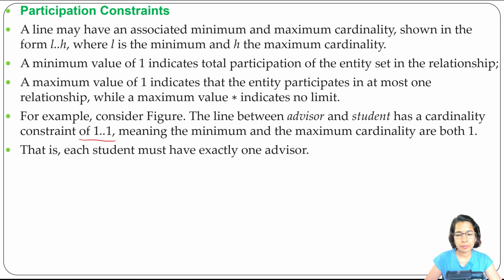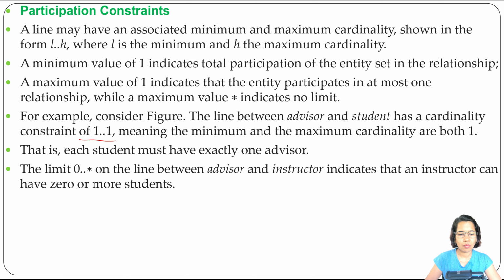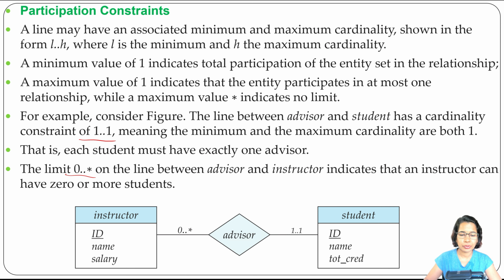Every student should be advised by some advisor. So minimum is 1, maximum is 1. 0 star means 1 instructor may advise 0 students or more students. So this is the diagram here. 0 star here, 1 to 1 here. So the student advisor relation is a total participation as it is 1 to 1, and this relationship is 1 to many as here it is 0 star. So 1 instructor may advise 0 students or more students.